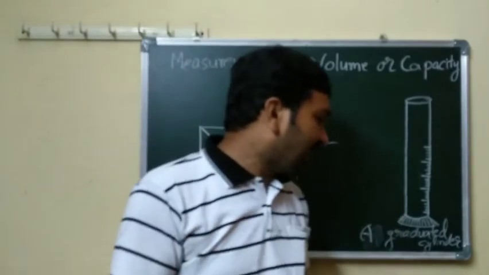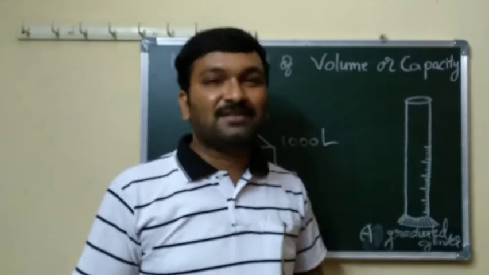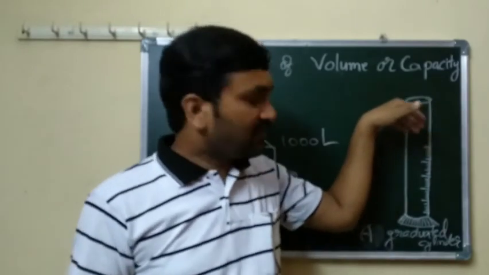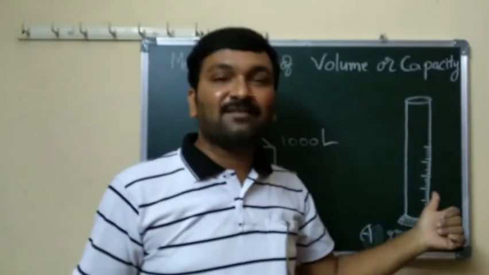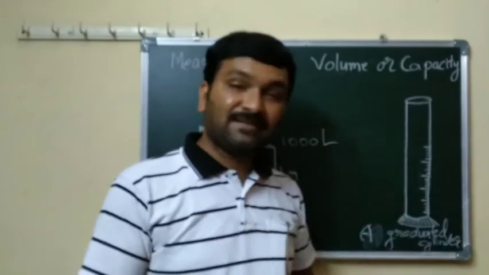This one is a graduated cylinder. With this we can measure, suppose I need 20 ml. By pouring the liquid into it up to the reading we want, we can fill it and measure it.